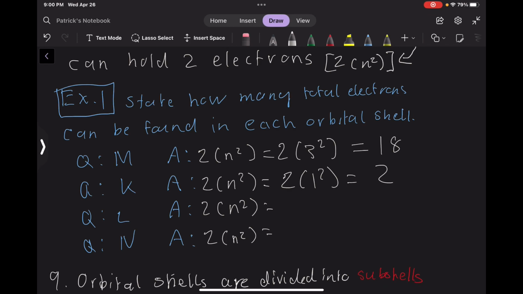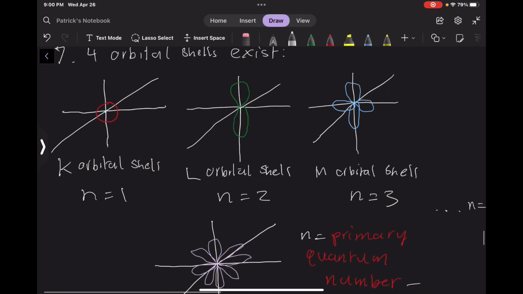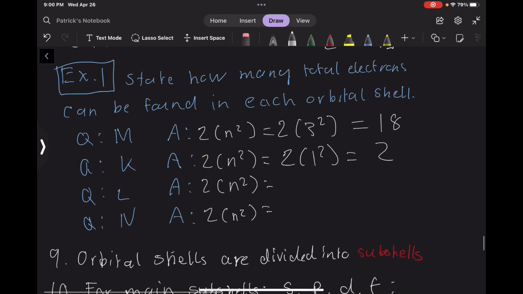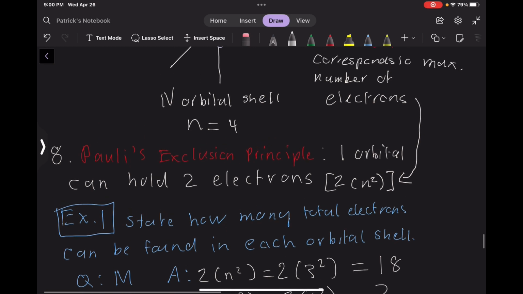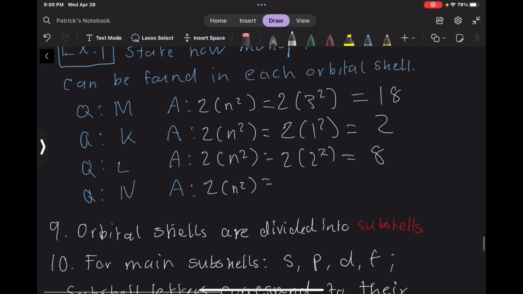What about orbital shell L? Its number is 2. So it can hold a total of 8 electrons. Finally, we come to orbital shell N, with a primary quantum number of 4. Using our formula, we find that orbital shell N can hold a maximum of 32 electrons.